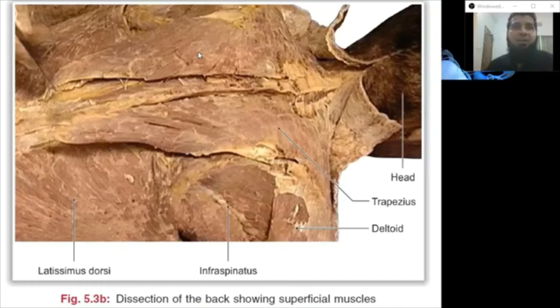So this is a figure showing the dissected back portion of the body. Here, this is the infraspinatus muscle. This is the latissimus dorsi. Which one is the climbing muscle? Here it is the trapezius, diamond-shaped muscle, and this is the deltoid muscle at the back.